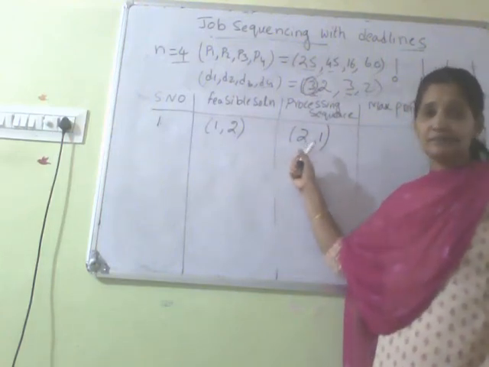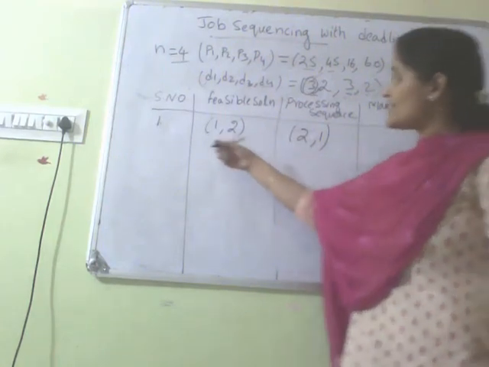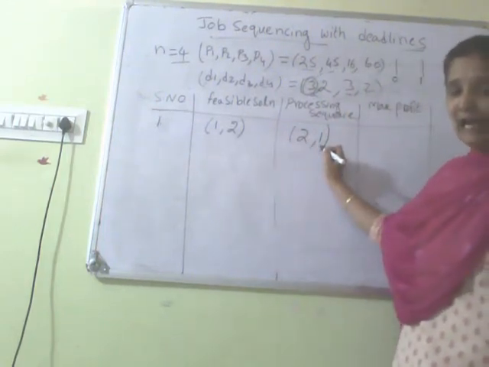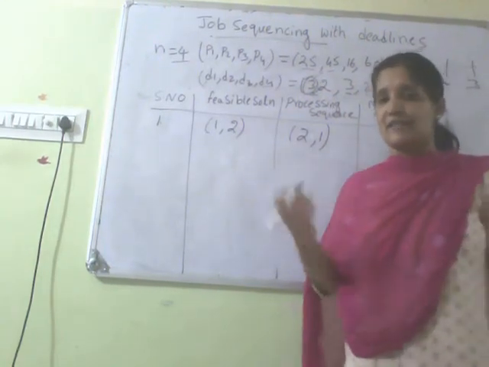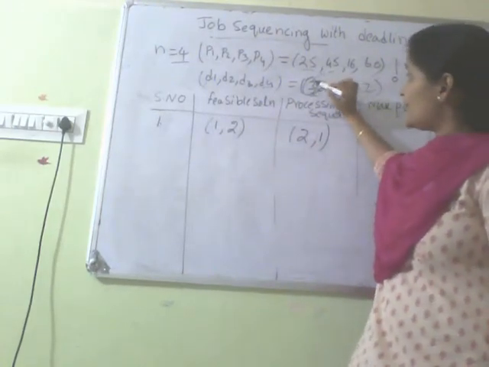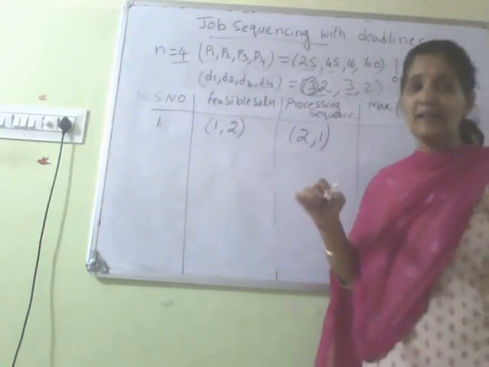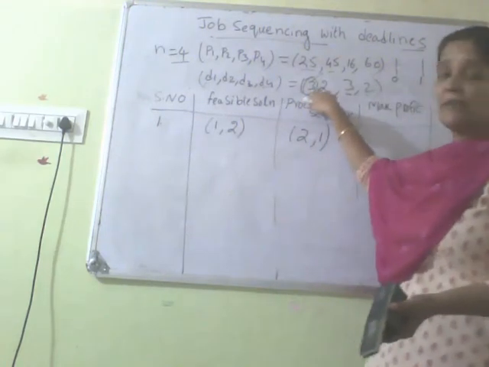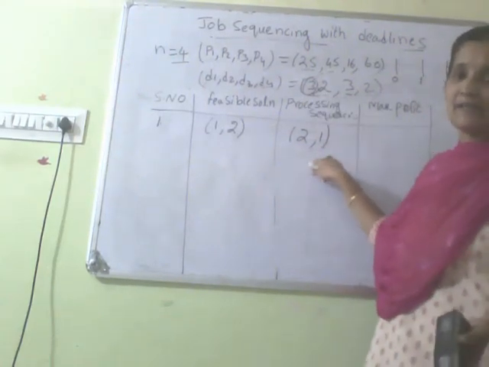Is this clear? If it is not clear, I'll explain you again. Please check it once. First, I have selected 1, 2. Now what I'm doing is the processing sequence. The meaning of processing sequence is which job should be done first. How will you find out? Based on the deadline. The first job deadline is 3 and the second job deadline is 2. From these two, it is very clear which should be done first, which has the earlier deadline. Early deadline is the second job. So the second job should be completed first, then the first job can be done. This is the processing sequence we have.